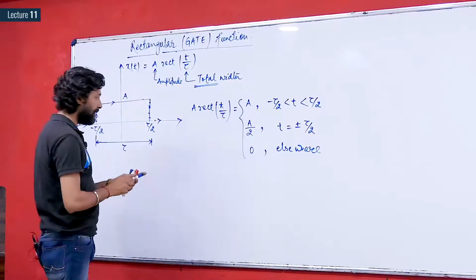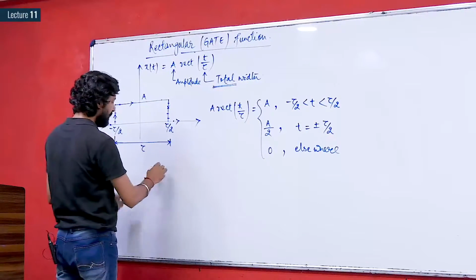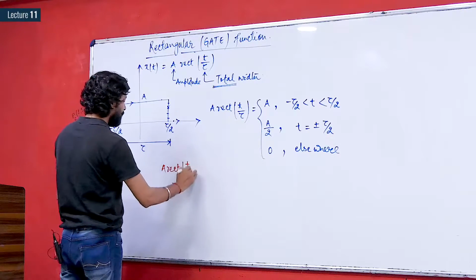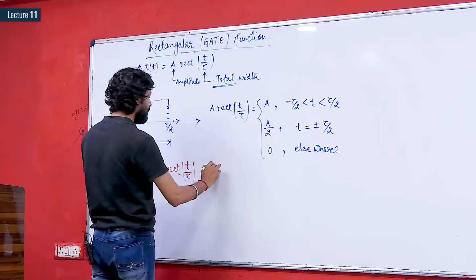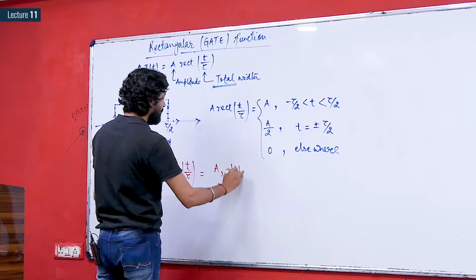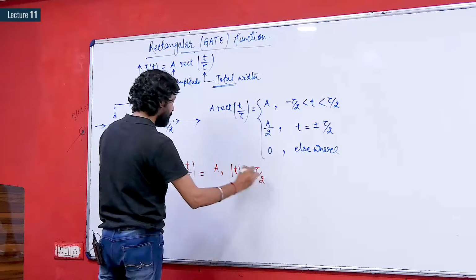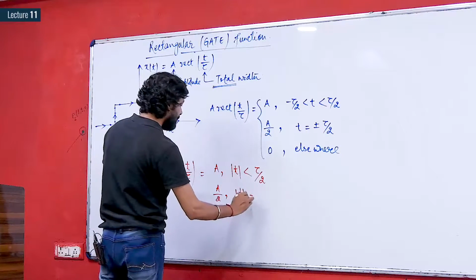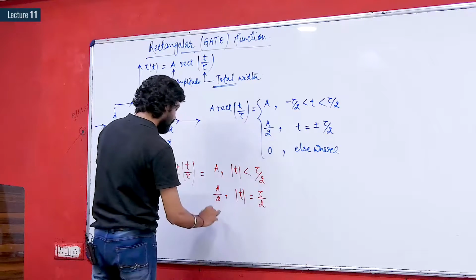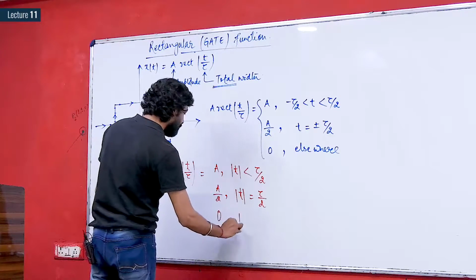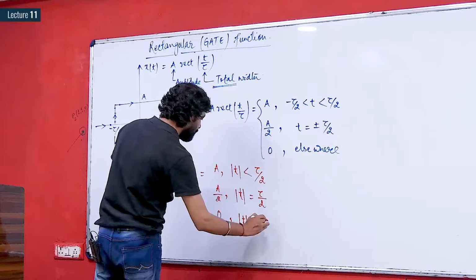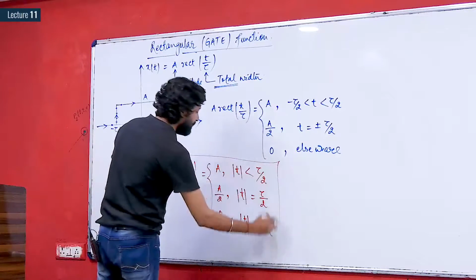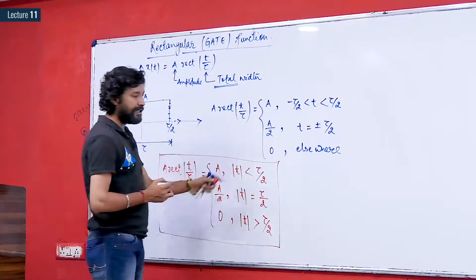This definition can also be written for a rectangle of t upon tau as: a for mod of t less than tau by 2, a by 2 if mod of t is exactly equal to tau by 2, and 0 if mod of t is greater than tau by 2. This is one of the definitions that you will be using, and you can see why we can take this value.